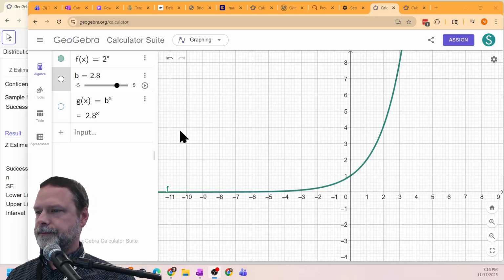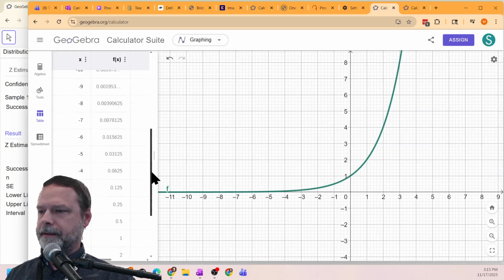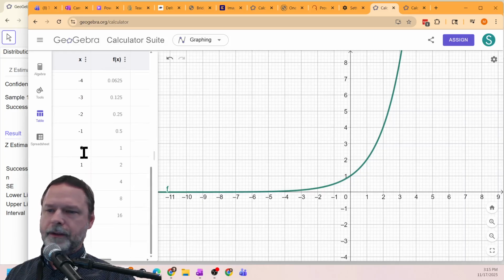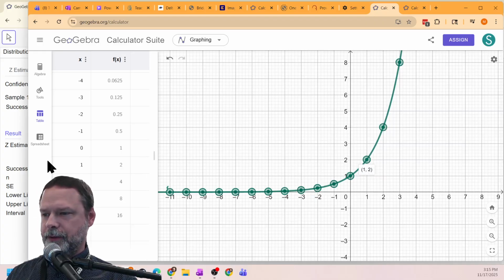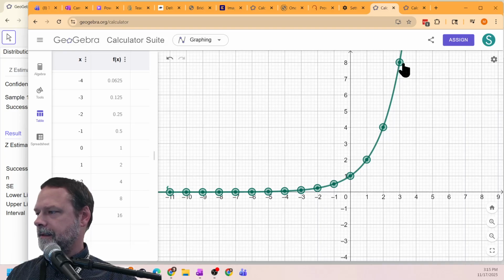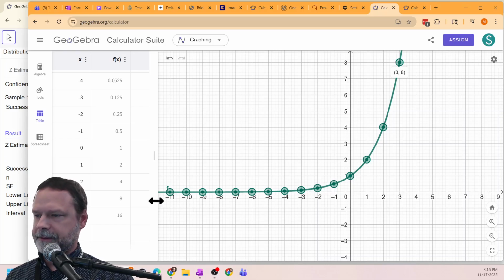Okay? If we look at the table, 2 to the 0 is 1. So we got 0, 1. We can look at these. 2 to the 1 is 2. Sorry. 2 to the 2 is 4, so you got 2, 4. 2 to the 3 is 8. And so we get these points here. And that's basically it.